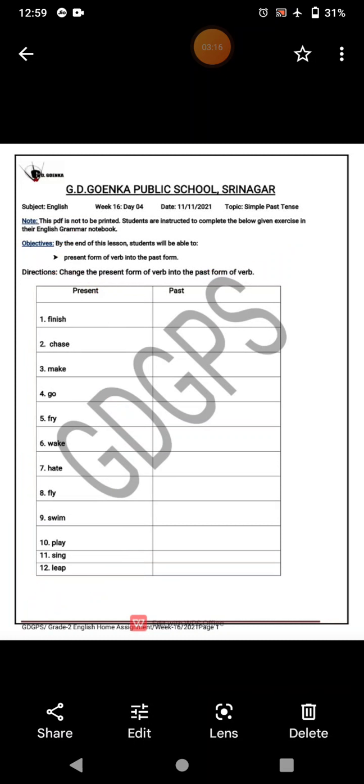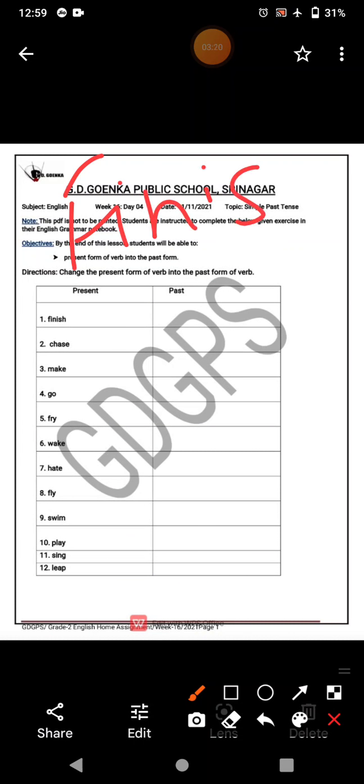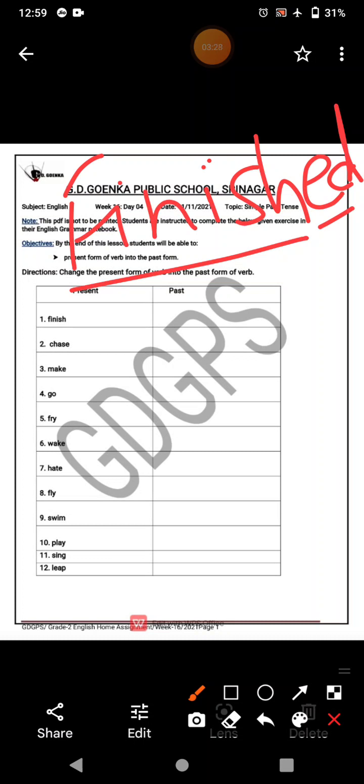First one is finish. F-I-N-I-S-H. Remember, most of the verbs we simply add ed to get the past form. Well done. So we add ed to it. It will be finished. Second is chase, make, go, fry, wake, hate, fly, swim, play, sing, leap. So there are 12 present verbs that you have to change to the past verbs.